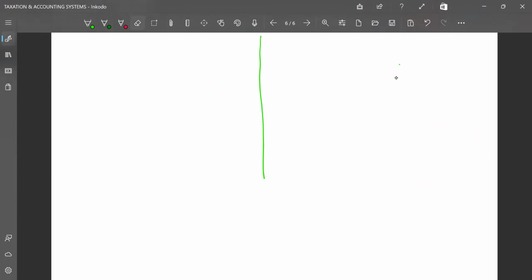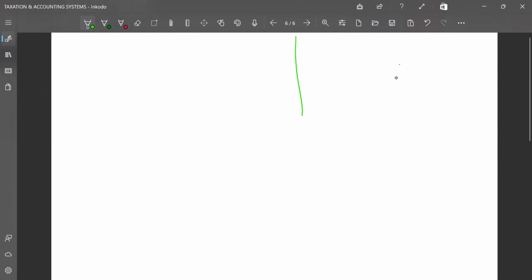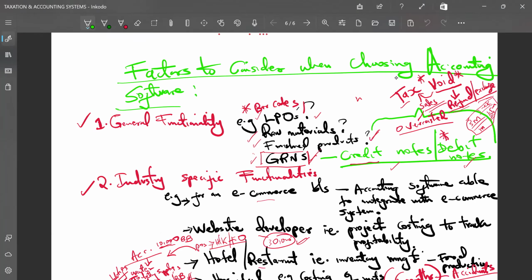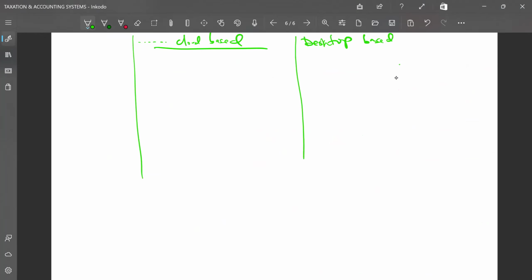I wanted to make this line to give it some spacing. Let me put it here, so we are continuing with cloud-based and this other one, we called it what? This other one we said desktop based. It is a continuation. That's why I've started it with some dotted here to show you that we are continuing, and this is point number 6.